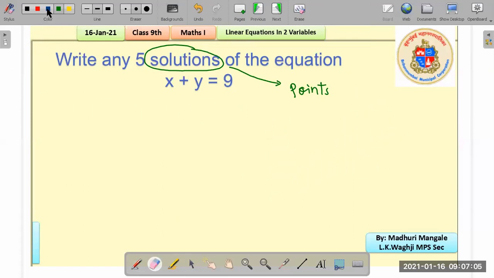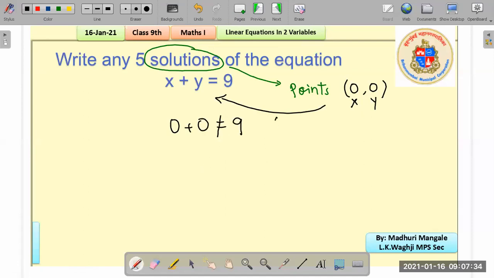Okay, and when do we say that it is a solution? Solution means if we substitute the values in the original equation, then that becomes a solution. For example, let's take a point, let's say 0 comma 0. So here x is 0 and y is 0. If I substitute it in this equation, we should get both the sides equal. So 0 plus 0, does it equal 9? No, it doesn't. So 0 comma 0 is not a solution.